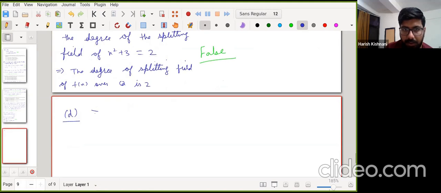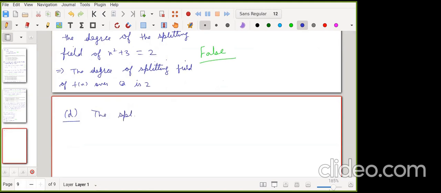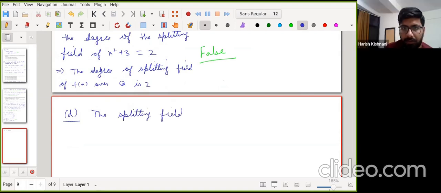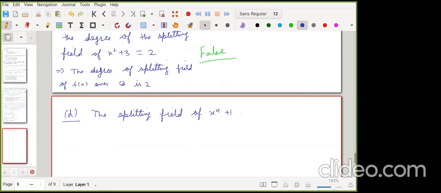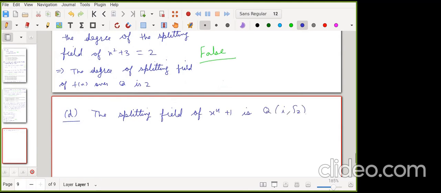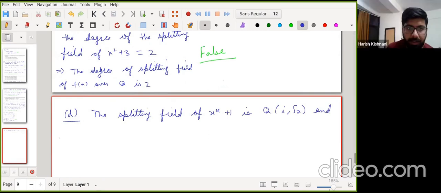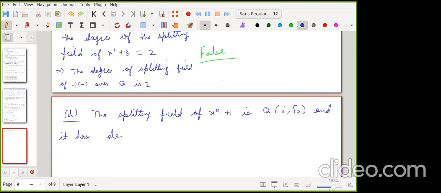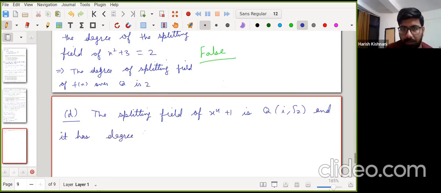Yes. The splitting field of x^4 + 1 is Q(i√2), and it has degree 4 over Q.